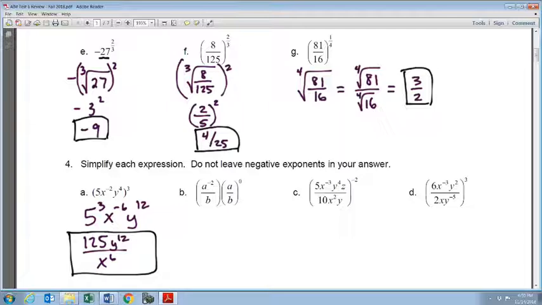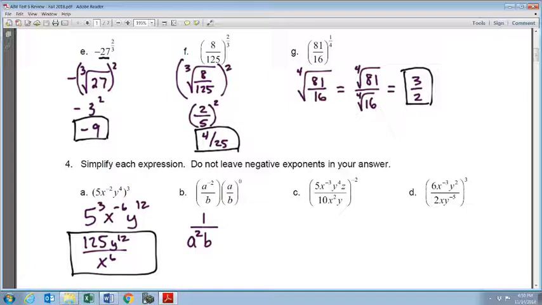So notice the only negative exponent was the negative 6, so that's the only term, or the only variable, that goes downstairs. Okay, let's look at B. So a to the negative 2, I want to move that downstairs. This is going to be 1 over a squared times b.